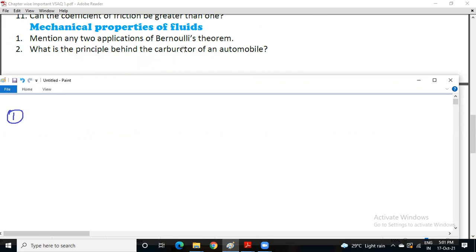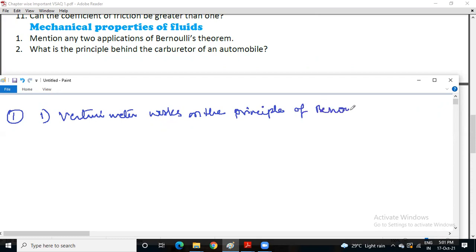Mention any two applications of Bernoulli's theorem. The first application is Venturi meter, which works on the principle of Bernoulli's theorem. Second one is carburetor, which works on the principle of Bernoulli's theorem.